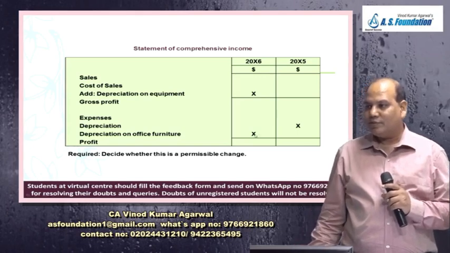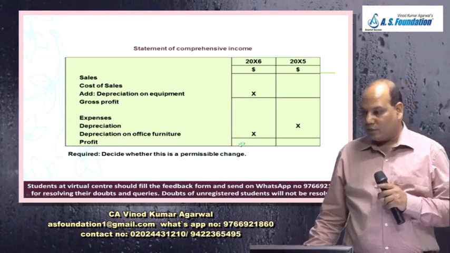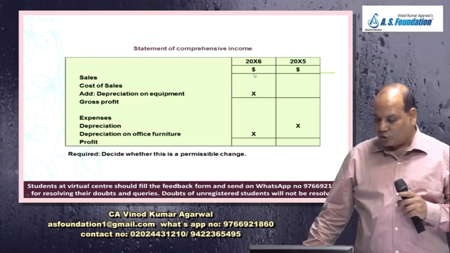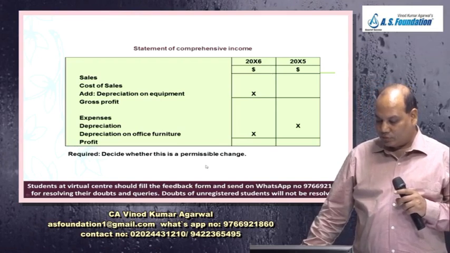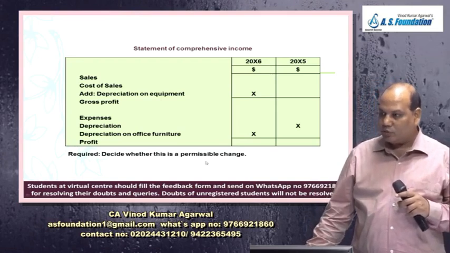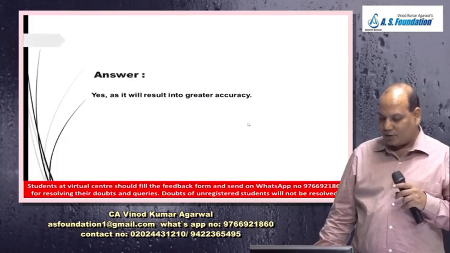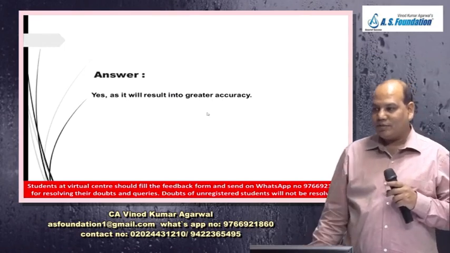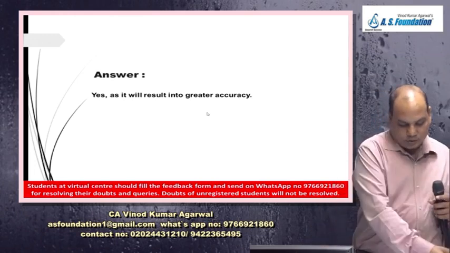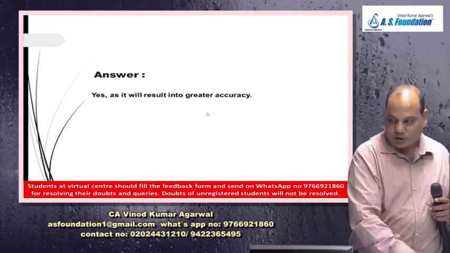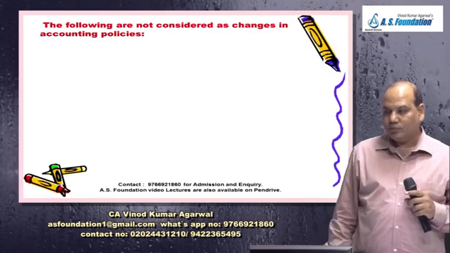Why have they changed it? It will result in a more appropriate presentation. More relevant and reliable information can be given. Now your gross profit figure will be more relevant and reliable. So therefore the answer is, can we change the accounting policy here with respect to presentation of depreciation? Yes, it will result in greater accuracy. Is the answer printed there? If printed, then there is no point, don't write it, it's printed. Allowed.